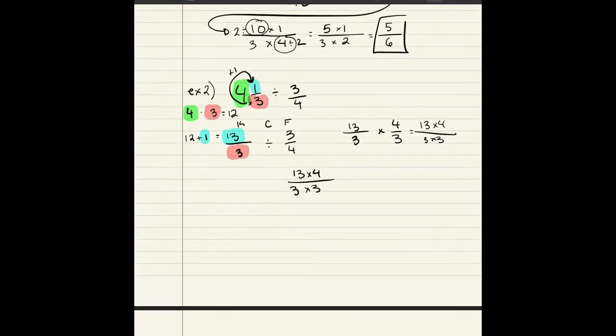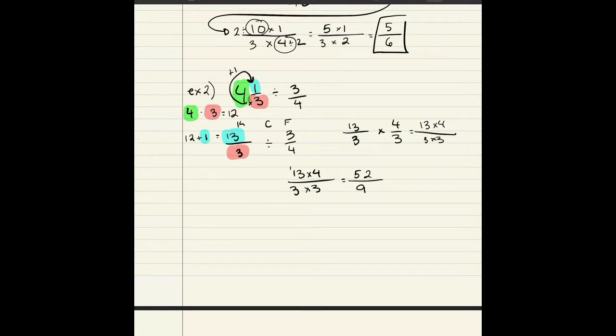So 13 times 4, so I know 3 times 4 is 12. I'm going to carry my 1, and now 4 times 1 is 4, plus 1 is 5. So I have 52 over 3 times 3 is 9.